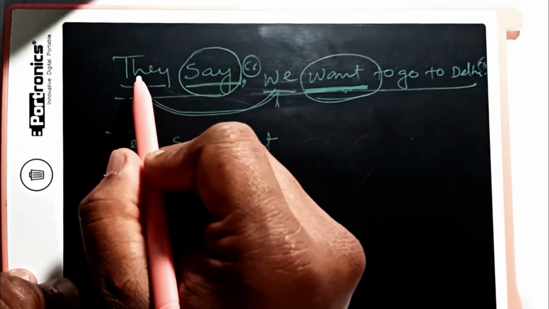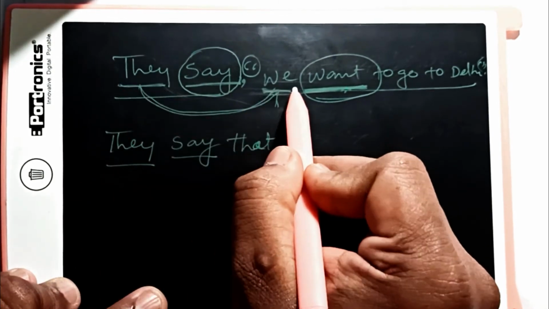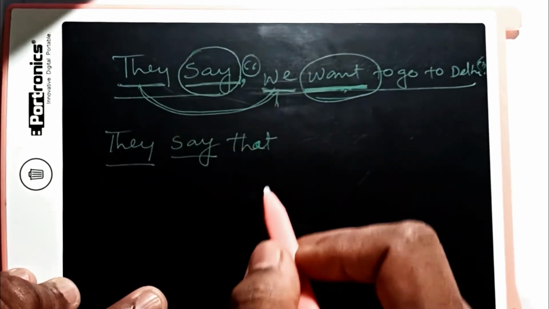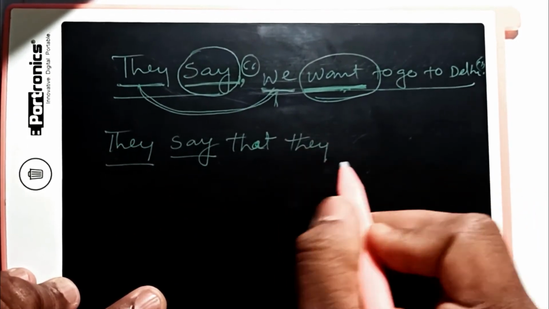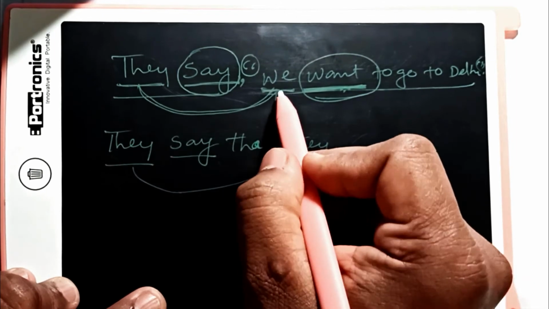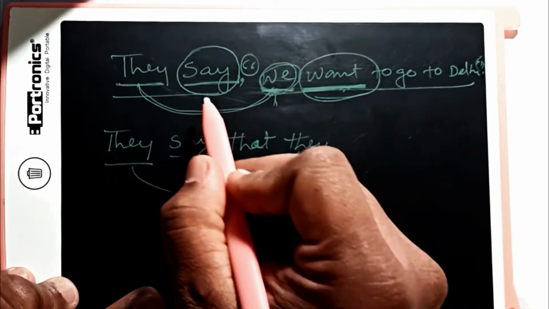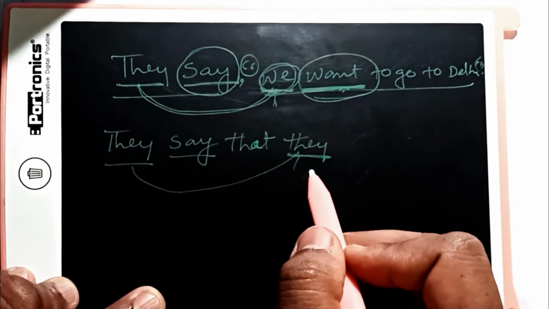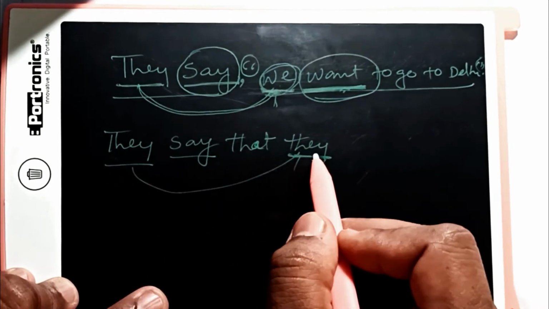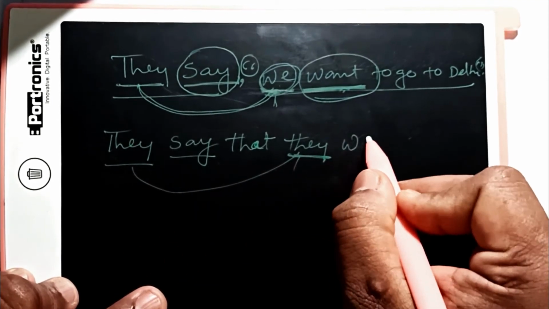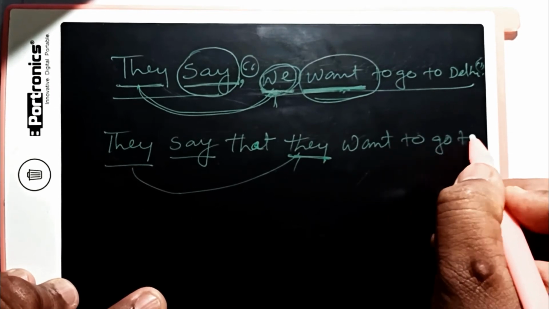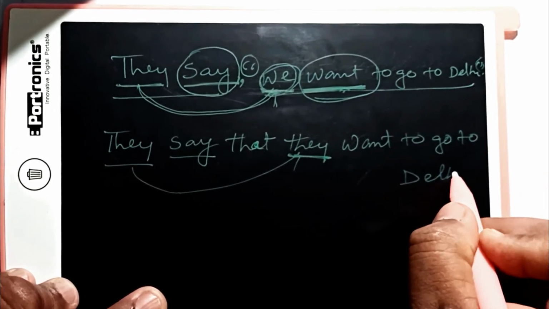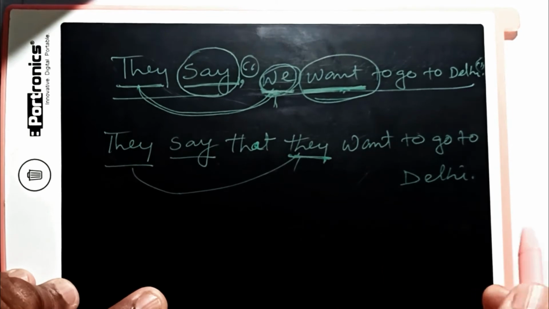Okay, this "they" and this "we" here are the same thing, so we will reconsider bringing "they" once again in this place, replacing the "we" here, because "they" and "we" are the same thing. Okay, so they say that they want to go to Delhi. Why is it so?